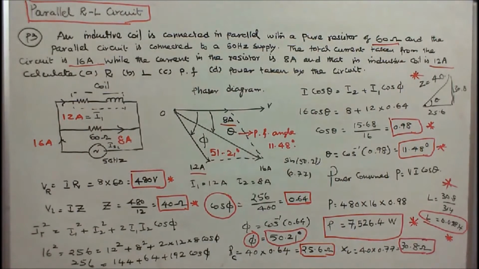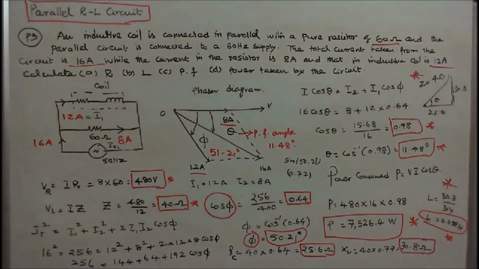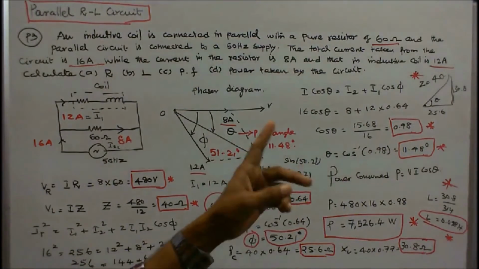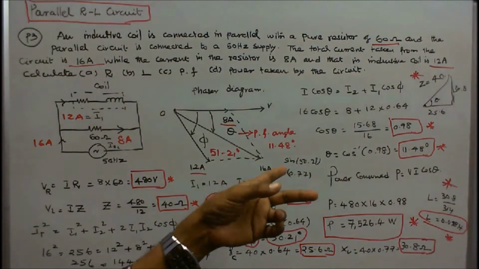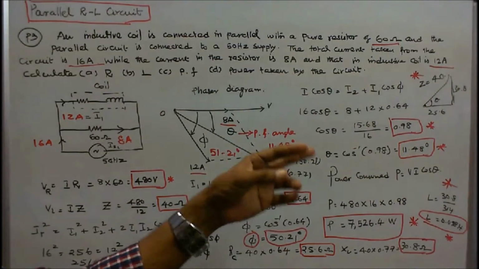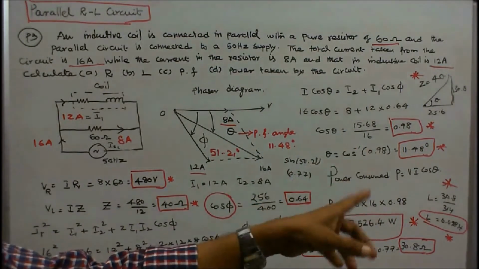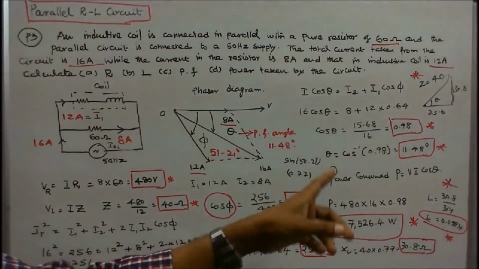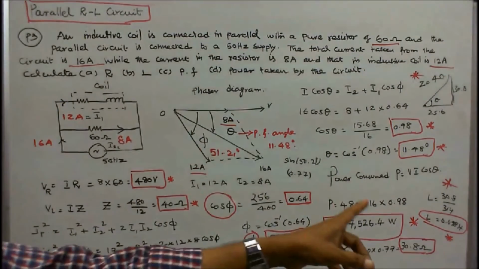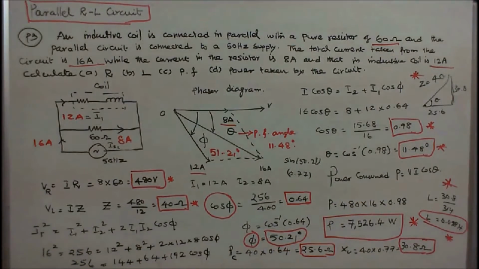I can find the inductance of the coil. XL is equal to omega into L. Omega is equal to 314. Therefore, L is equal to XL by omega. L is equal to 30.8 divided by 314. Inductance of the coil L is equal to 0.098 henries.